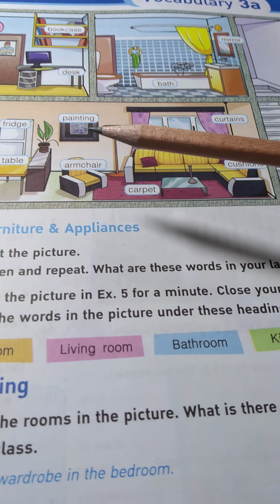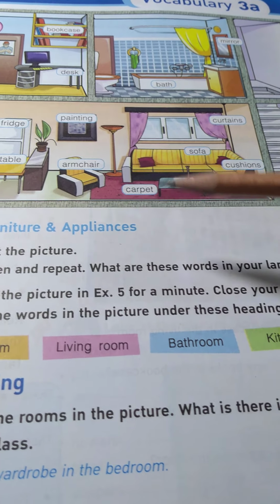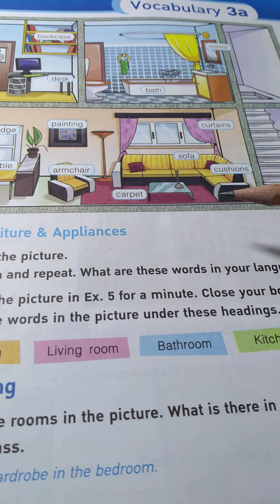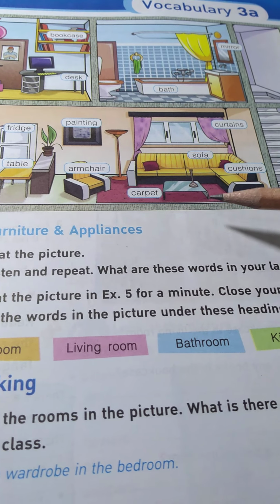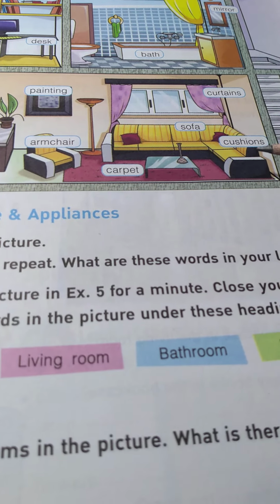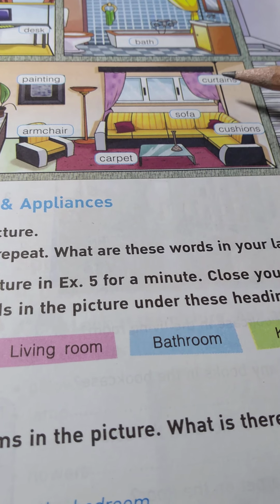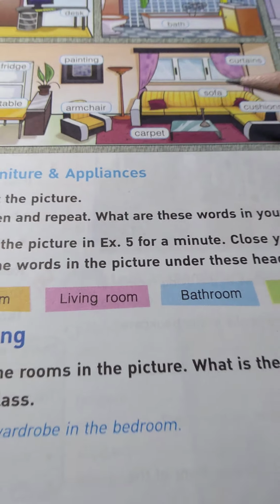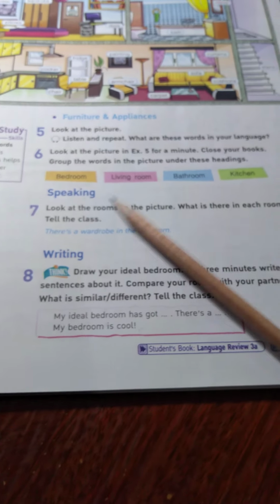In my living room, there's a painting. There's an armchair. There's a carpet or a rug. If we just have a small one, we may call this a rug. There are cushions. There's a sofa. There are curtains. All right, so these are the things in your different rooms.